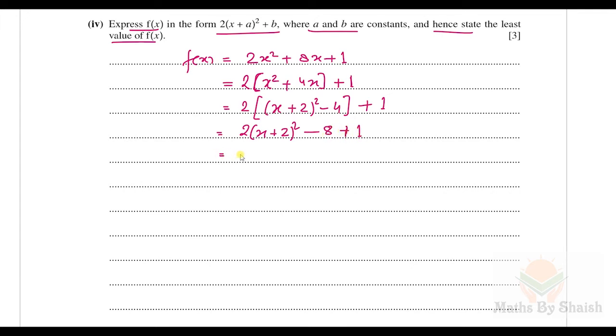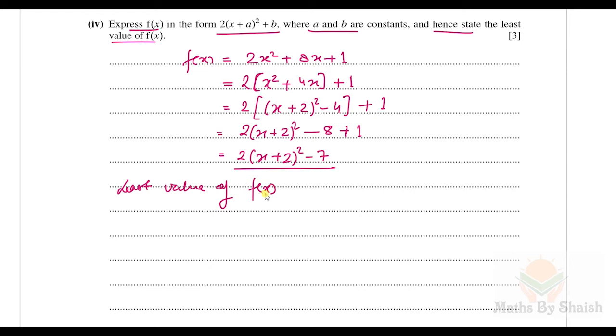And from here we can directly find what is the least value of f(x), that is minus 7. So least value of f(x) is equal to minus 7.